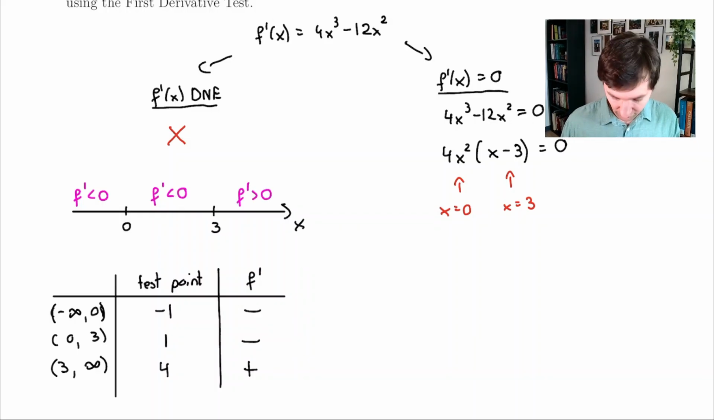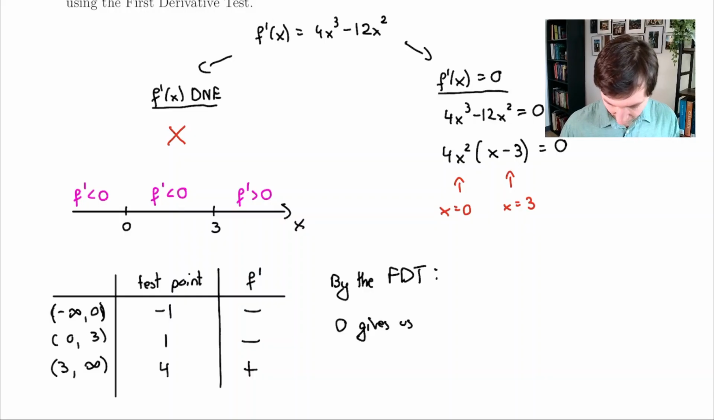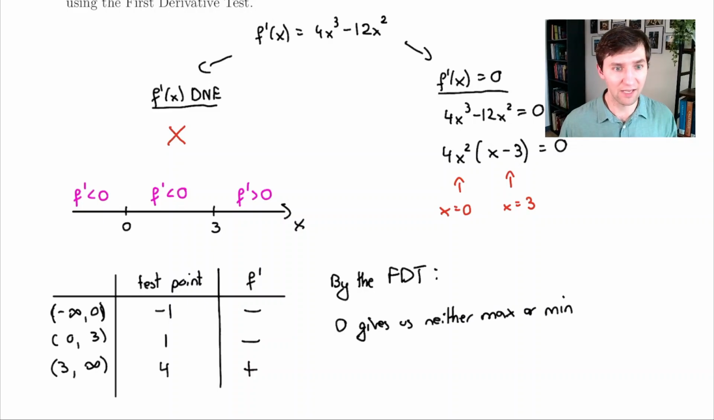By the first derivative test, we know that 0 gives us neither max or min, because the derivative doesn't change sign. It goes from negative to negative.